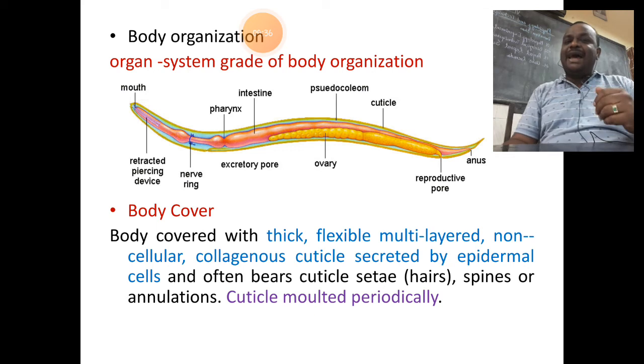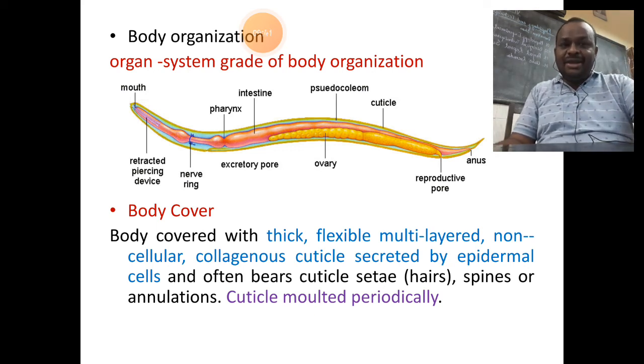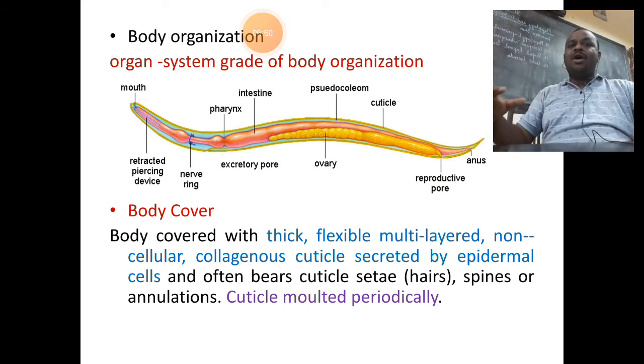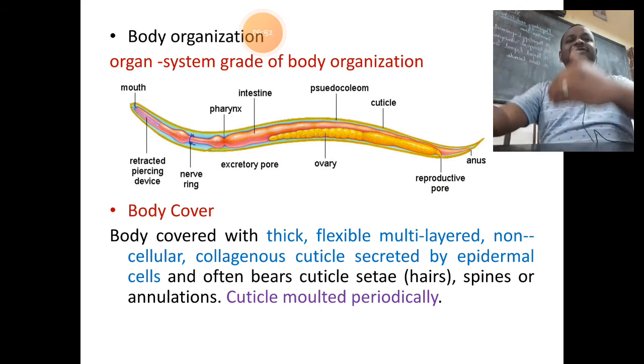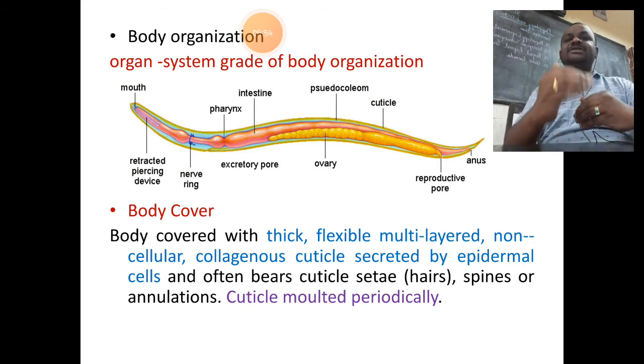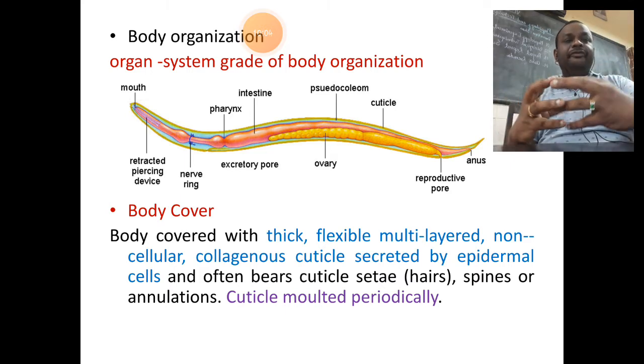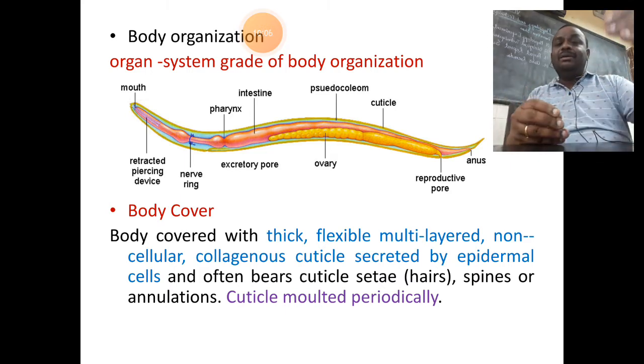For example, in the diagram here, the digestive system contains the mouth, then it shows the pharynx, intestine, then it shows the anus. So when you look at the major parts of the digestive system, many organs are together functioning for the physiology of digestion. Hence it is called organ system grade of body organization. Similarly, the other physiological systems will have many organs contributing for the function respectively.